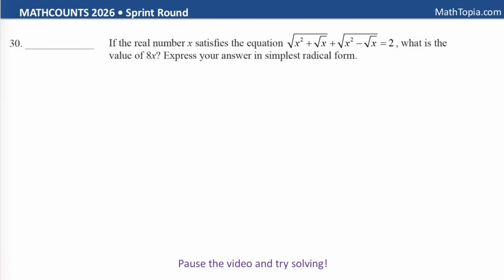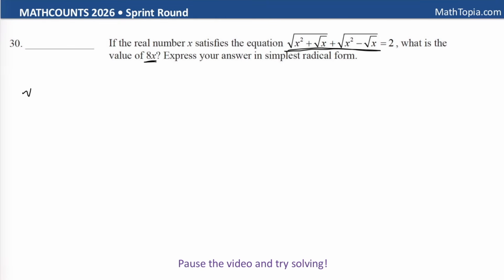If the real number x satisfies the equation, the square root of x squared plus the square root of x plus the square root of x squared minus the square root of x equals 2, what is the value of 8x? Express your answer in simplest radical form. So we're given an equation, and if we can solve for x, then we can get 8x by just multiplying that value by 8.